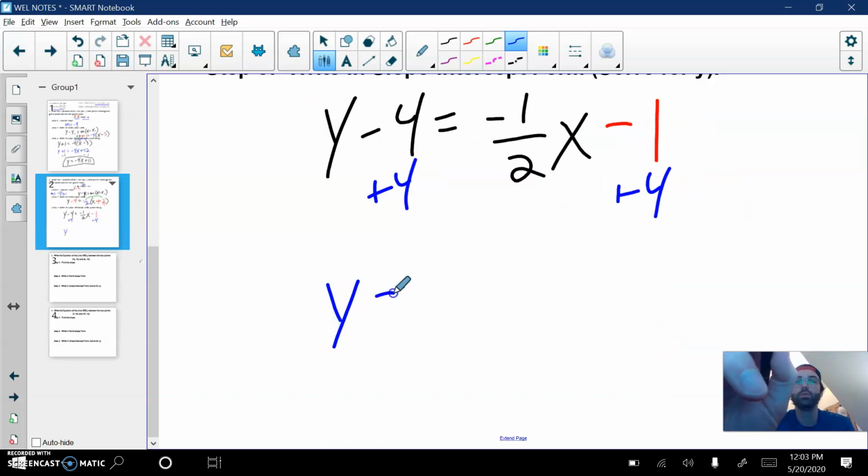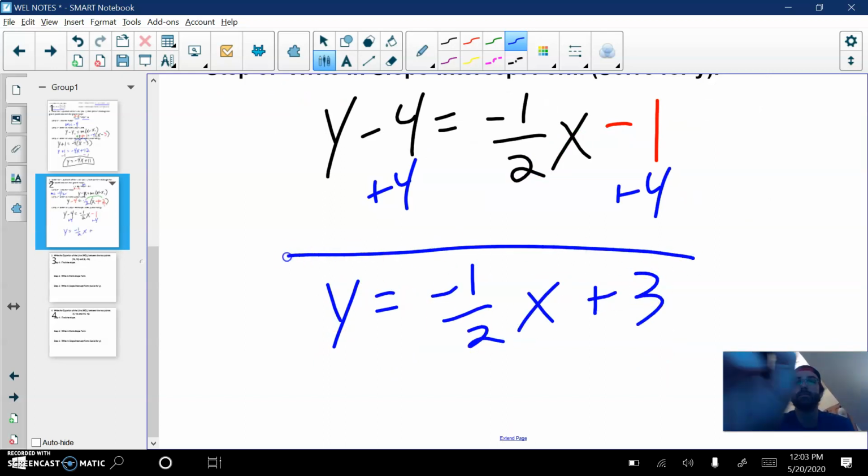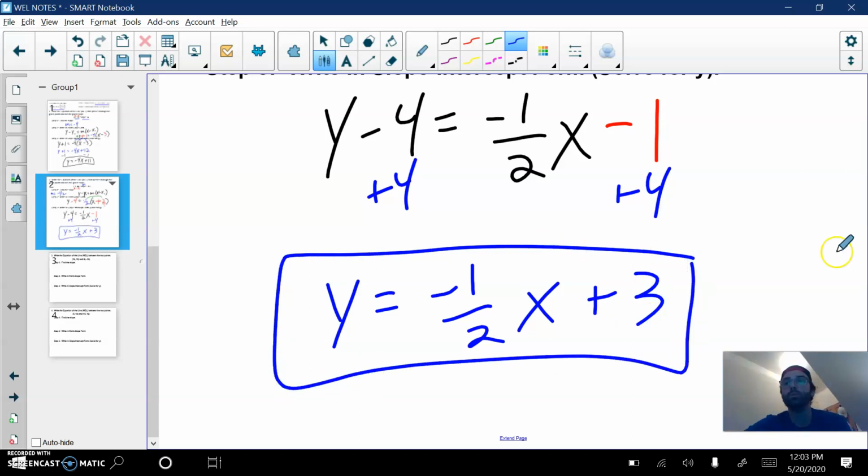I get y equals -1/2 x plus 3. Slope-intercept form. How about it? Slope is -1/2. Intercept is 0, 3.